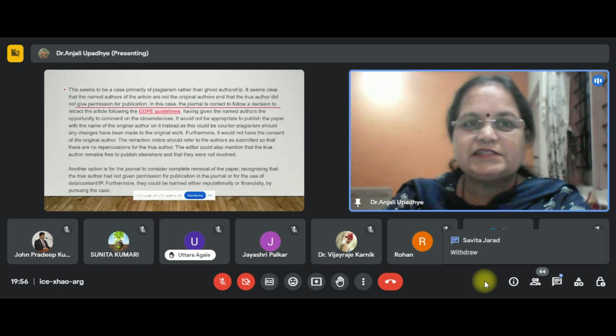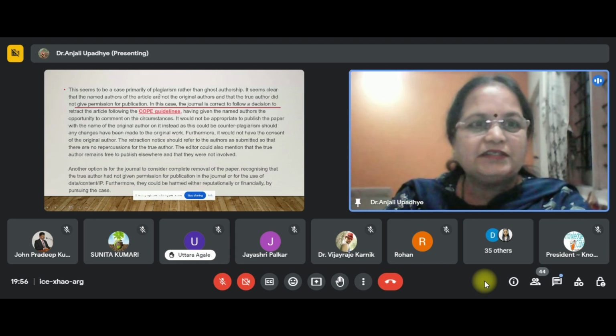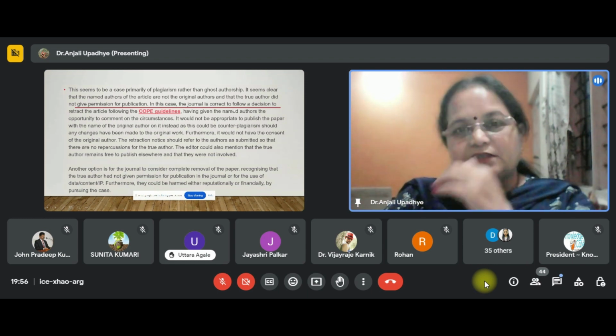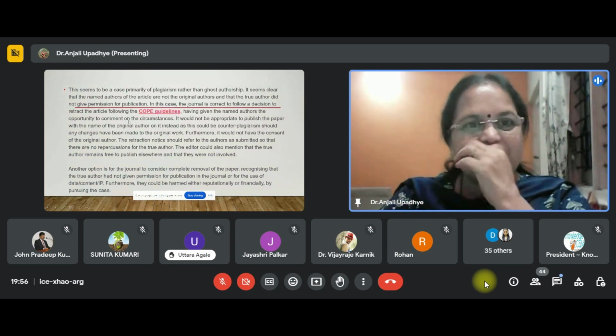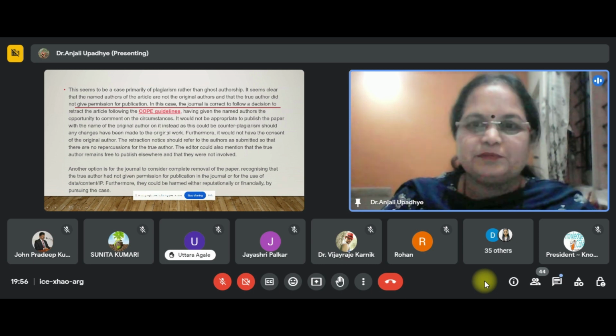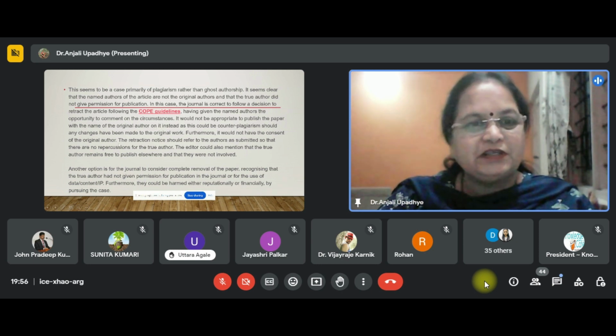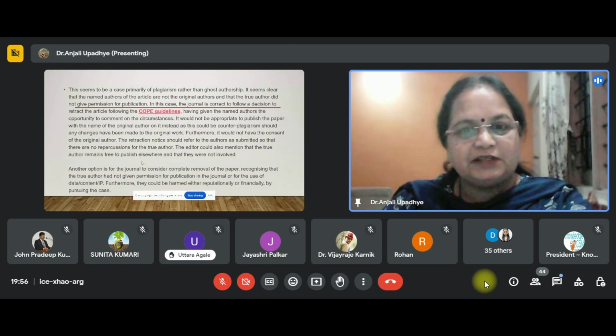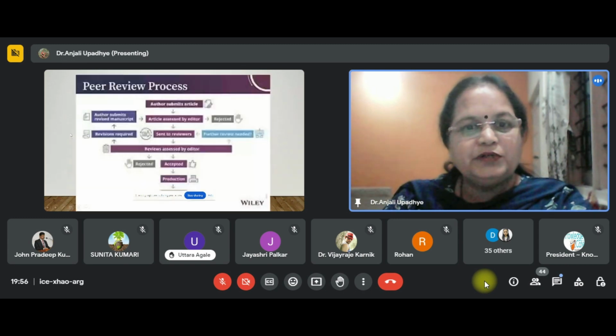This seems to be a case of plagiarism rather than ghost authorship. It is clear that the names of the listed authors are not the original authors, and the true author did not give permission for publication. In this case, the journal is to follow the guidelines and retract the article, giving the named authors the opportunity to comment on their circumstances. So this particular guideline is saying that we need to retract the paper from the journal.